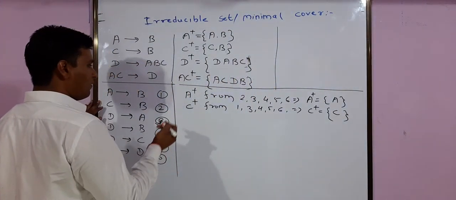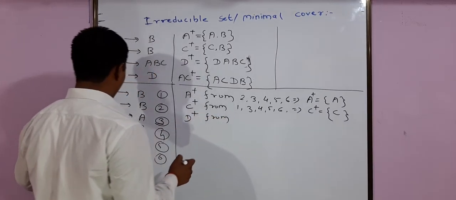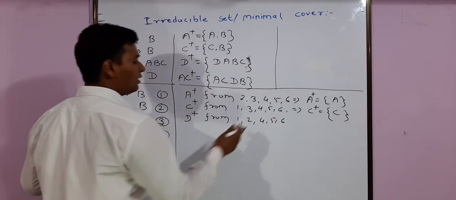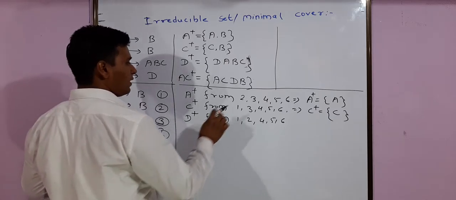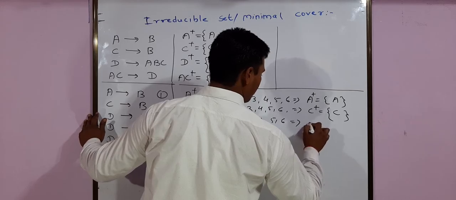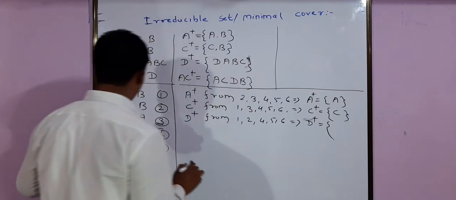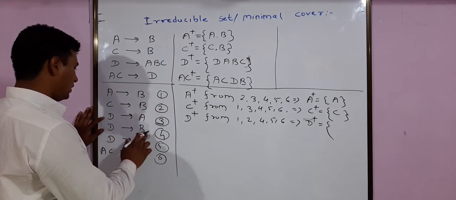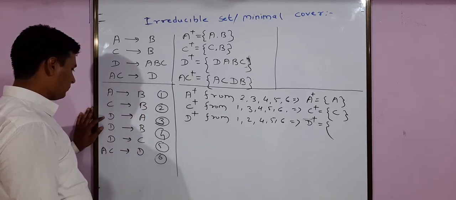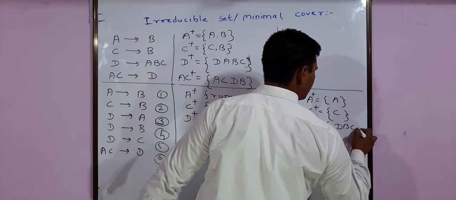Okay. So what I will do, I will go again with D. So I will find out D closure from 1, 2, 4, 5 and 6. I have skipped 1, 2 and 3. So again, what is the closure? D closure will be D, B, C. So I will have here D, B, C, okay.